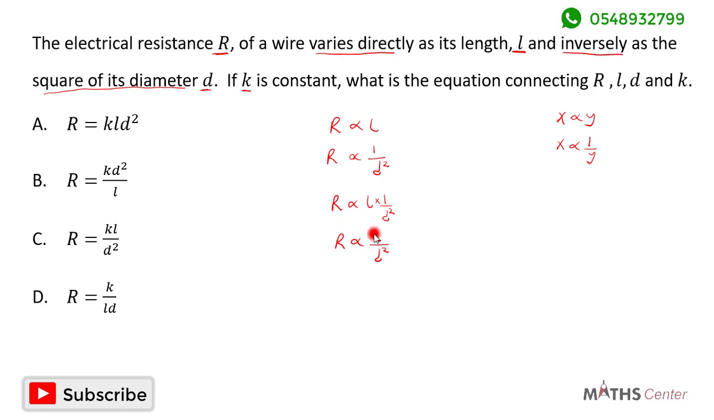And then after that, we will multiply L divided by D squared by K. So when we do that, we will have R is equal to K times L divided by D squared. And this will give us R is equal to KL divided by D squared. This is the equation connecting R, L, D, and K. When we look through the options, we can see that the correct option is option C. R is equal to KL divided by D squared.